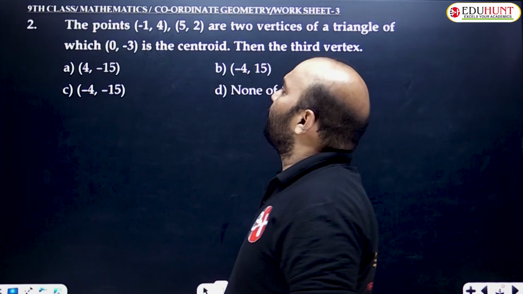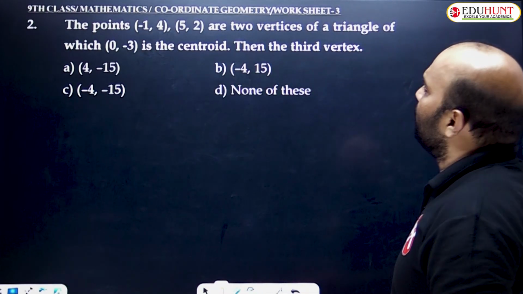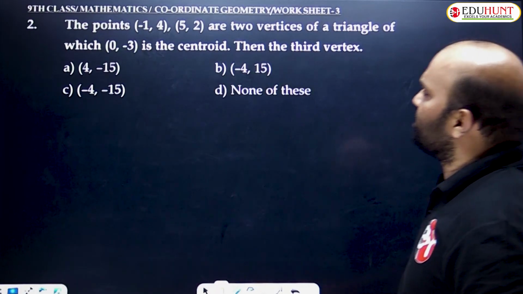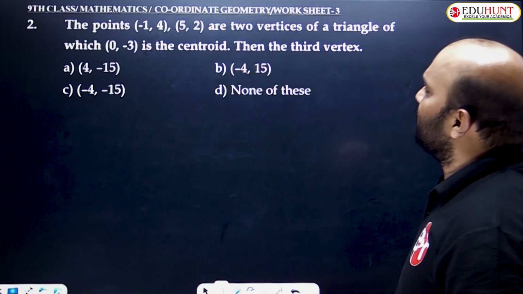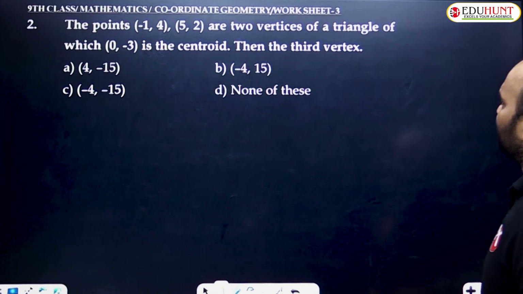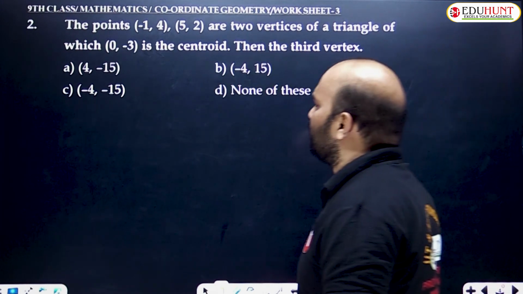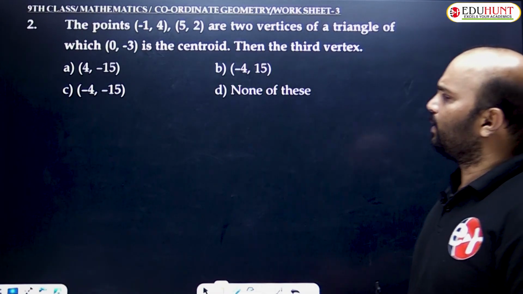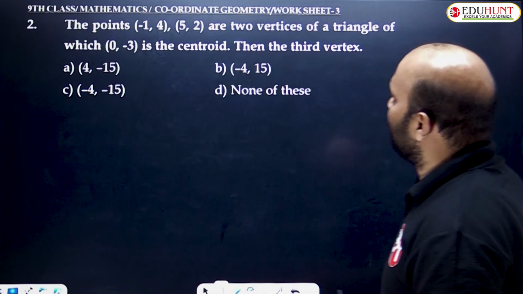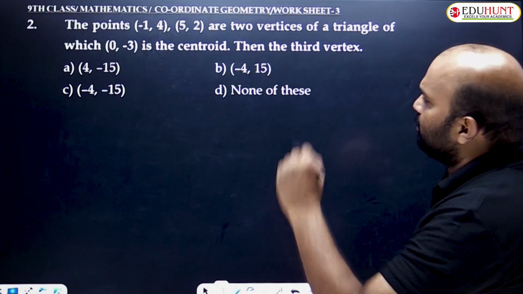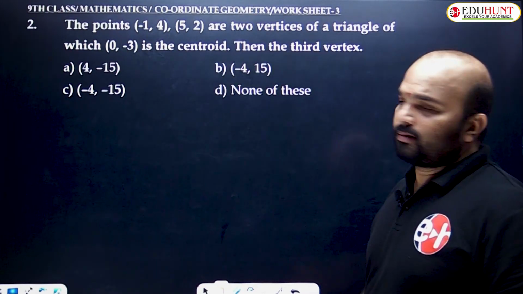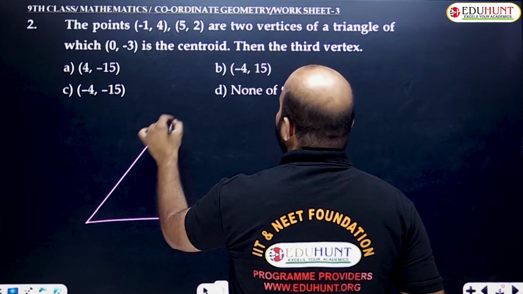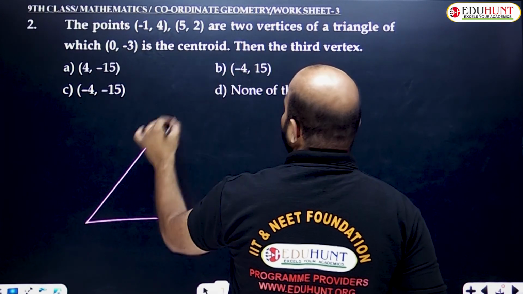So let's go to question number 2. The points (-1, 4) and (5, 2) are two vertices of a triangle of which (0, -3) is the centroid. Then the third vertex is: option A: (4, -15), option B: (-4, 15), option C: (-4, -15), option D: none of these. So clearly we need to understand that in this question, what I am given is a triangle. These are two vertices; the points of two vertices are already given.